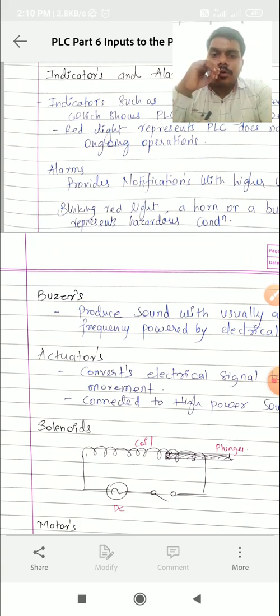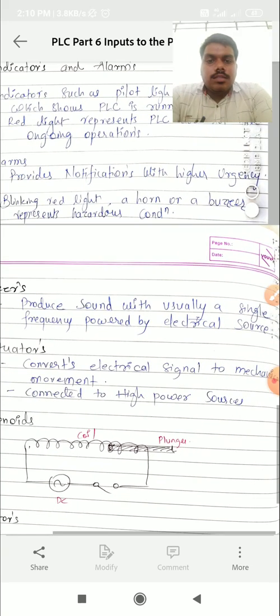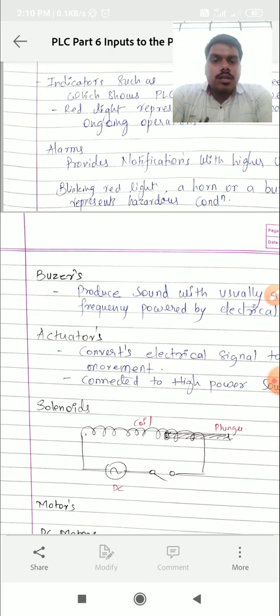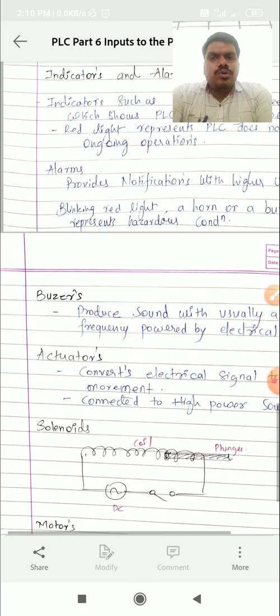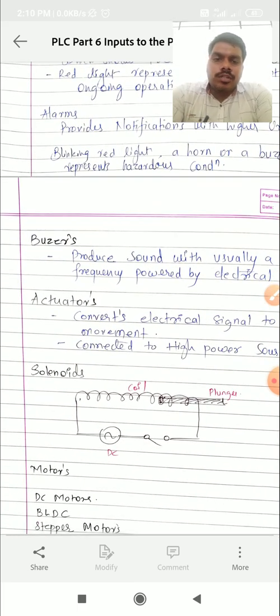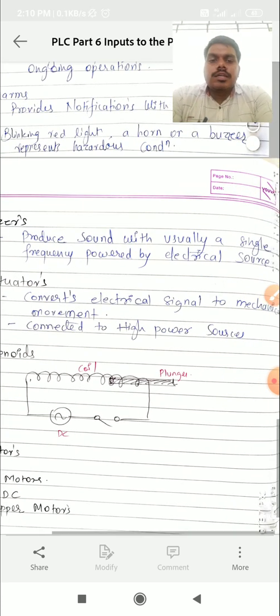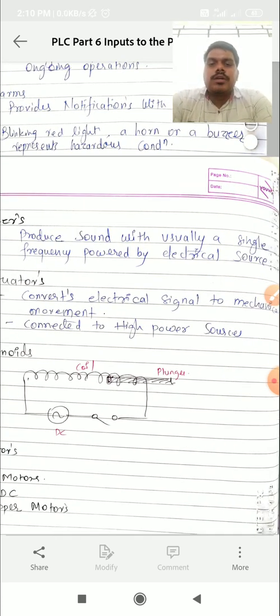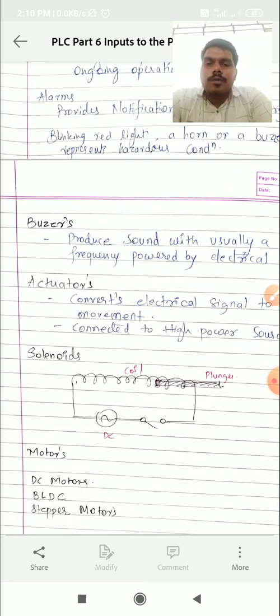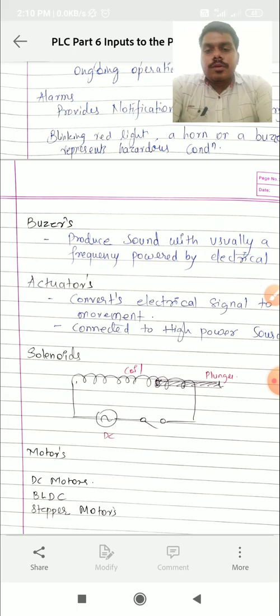Buzzers produce sound, usually at a single frequency, powered by an electrical source. If any kind of hazardous activity happens, buzzers will be used. So these are some output devices: alarms and indicators. Then actuators are those which convert an electrical signal to mechanical movement. They are connected to a higher power source. We will see this in some future videos.